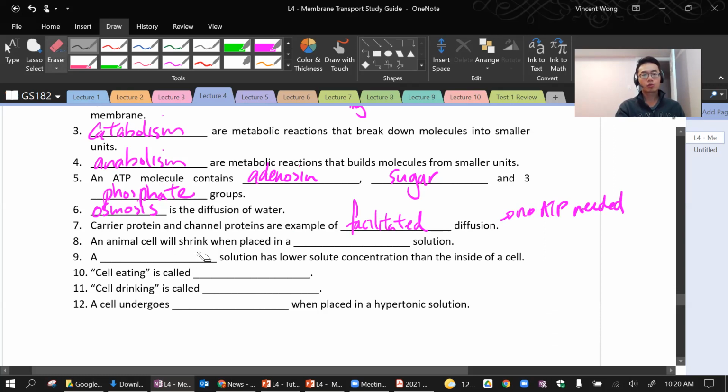An animal cell will shrink when it is placed in a hypertonic solution. And then a hypotonic solution has lower solute concentration than the inside of the cell. So all the water comes in and the cell will burst.